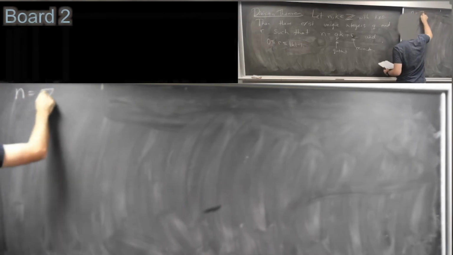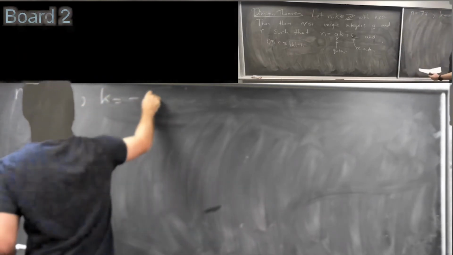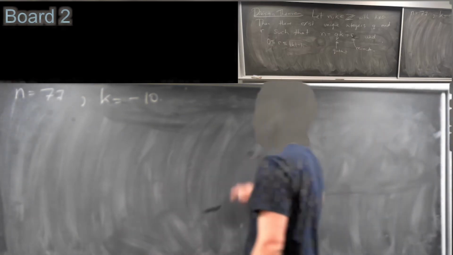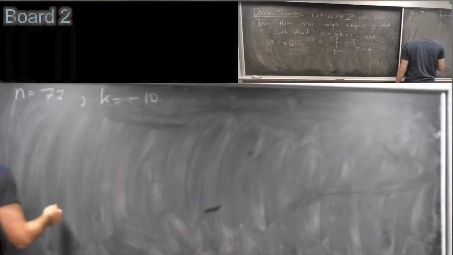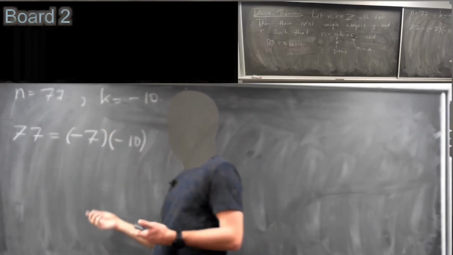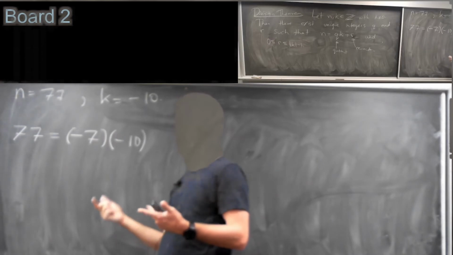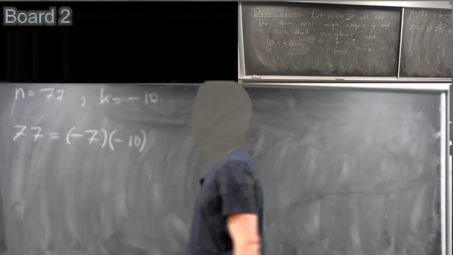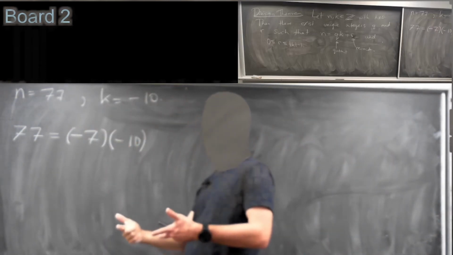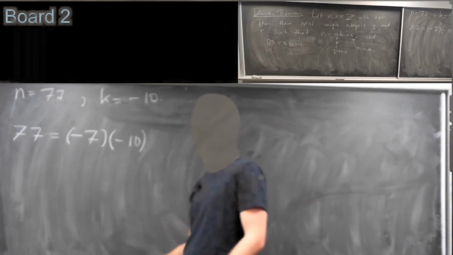So for example, let's take n equal to 77, k equal to negative 10. This is a little bit weird. How many times does negative 10 go into 77? Negative 7, I think that's going to be correct. Pretty much you can tell in this example, the answer is either going to be -7 or -8, because if I take 77 over -10, the closest numbers are -7 or -8. You just have to figure out which one's right.